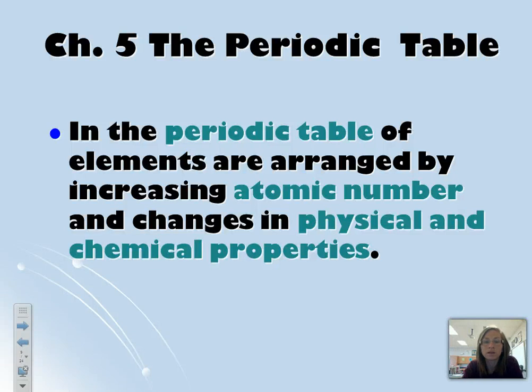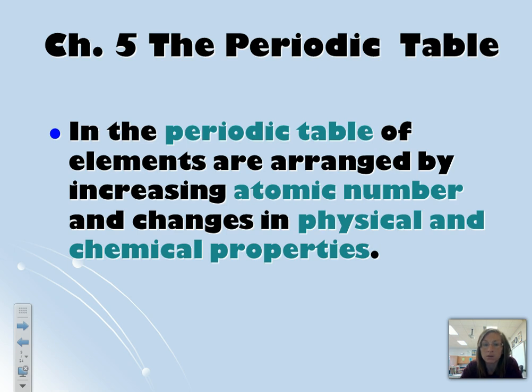Hey guys, it's Miss Carlson again, and we are going to discover the periodic table today in Chapter 5 of your textbook. We just previously went over the atomic structure in Chapter 4, and now you're going to see where all these atoms of different elements are actually arranged and located in an organized fashion.